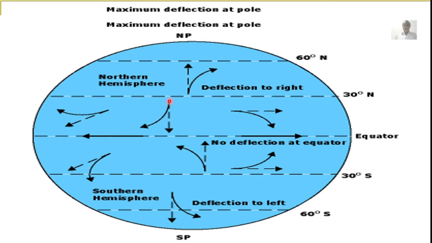When the object moves from north to south in this region, the Coriolis force acts on the object in this direction. Likewise, here the object is moving from south to north, and the Coriolis force acts in this direction, meaning the object is deviated like this. In the southern hemisphere, the Coriolis force acts in this direction when the object is moving from north to south, causing deflection to the left.